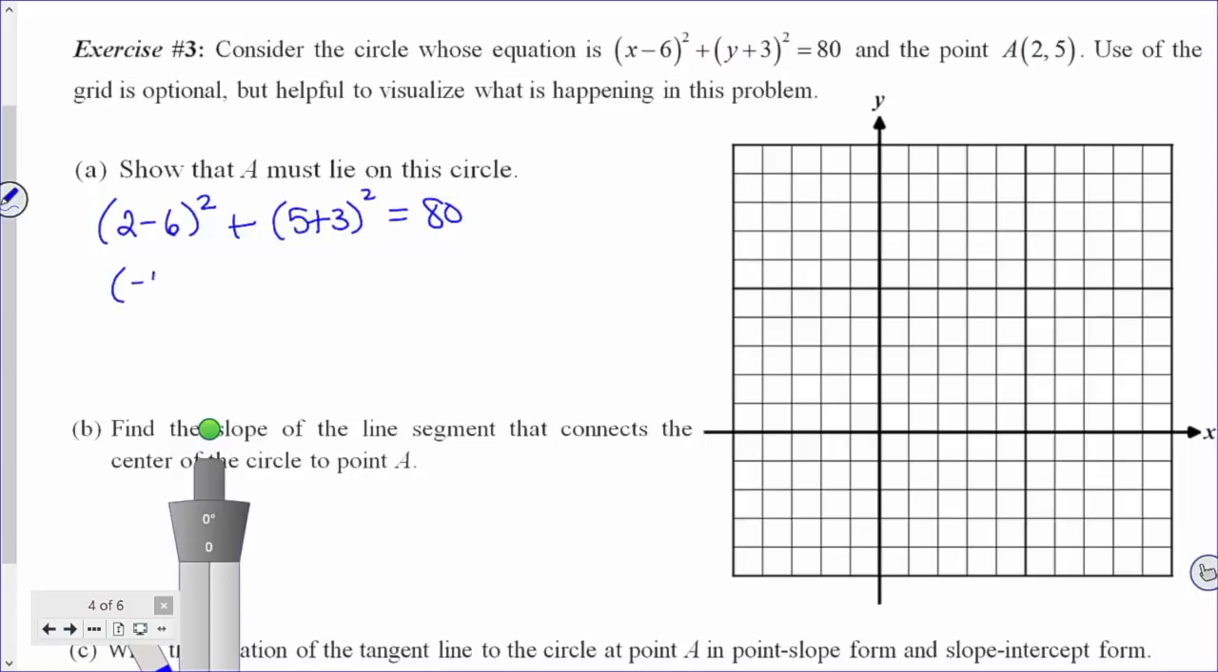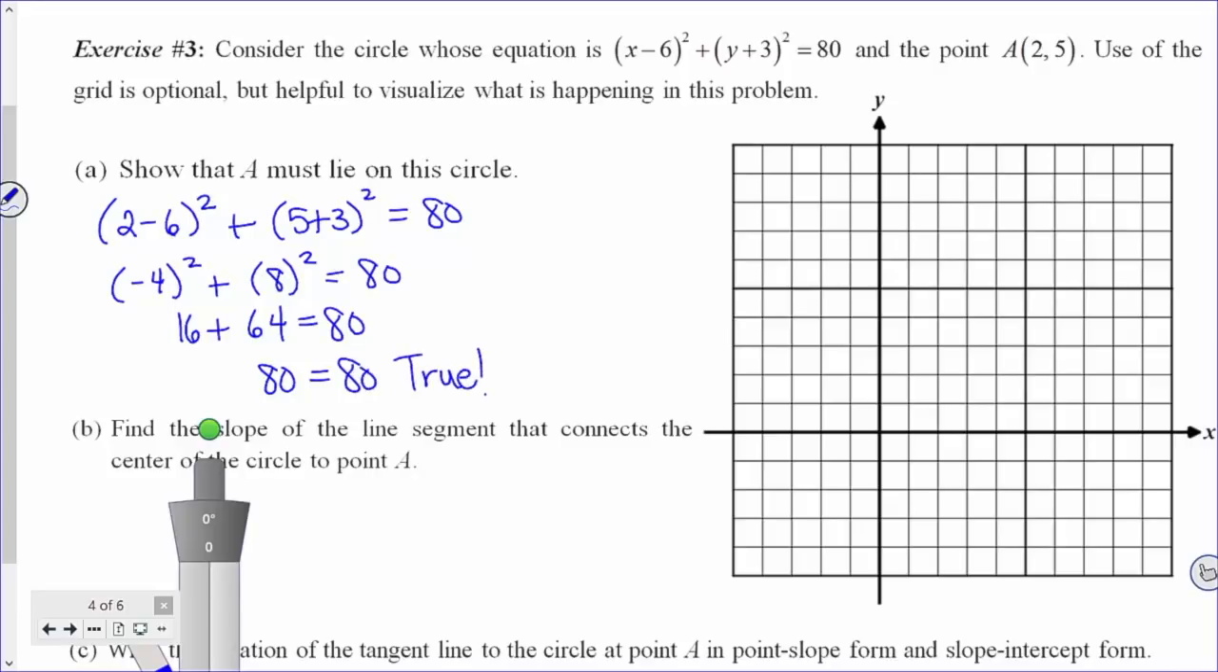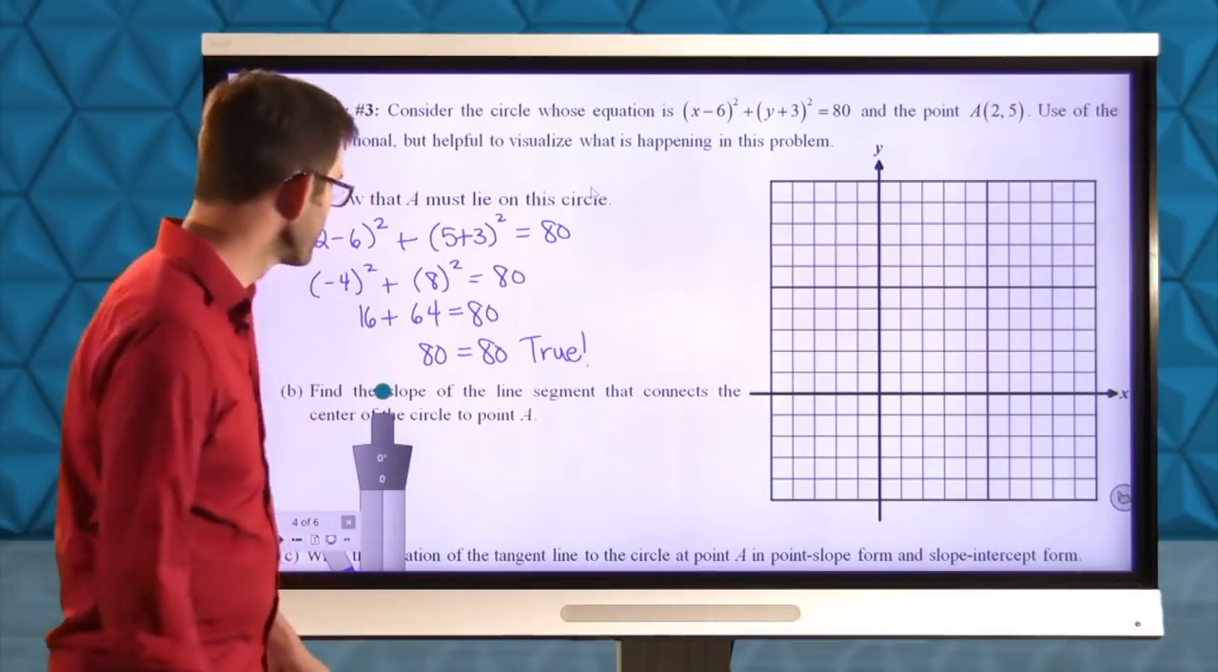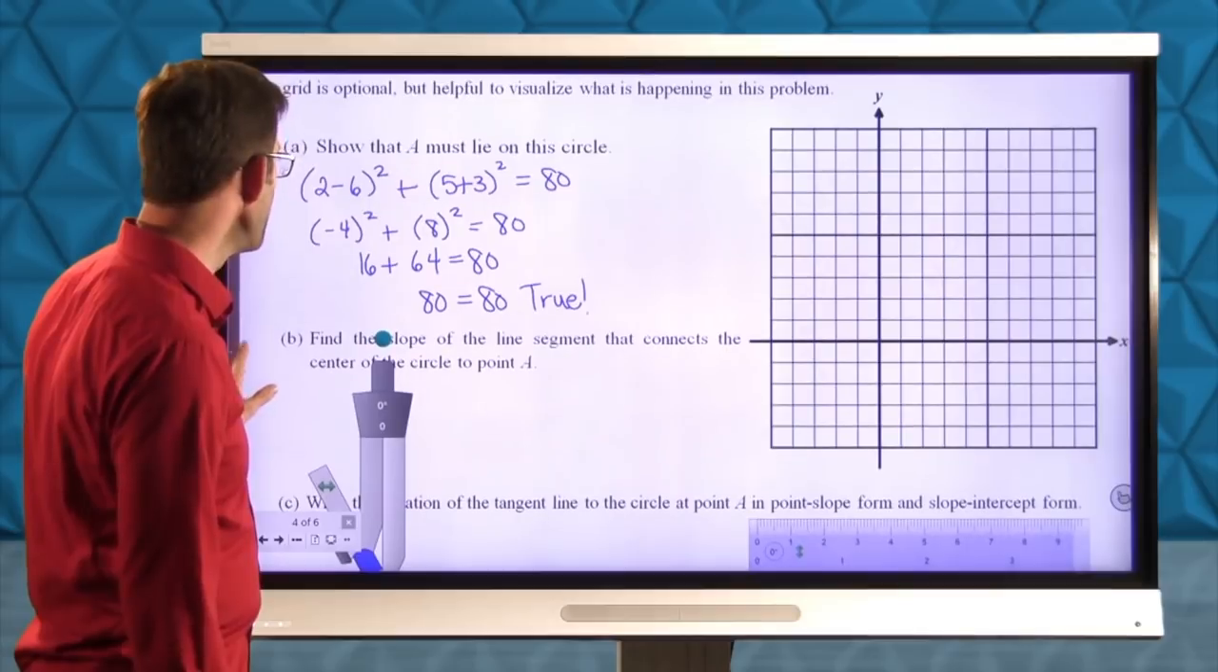2 minus 6 is -4, squared. 5 plus 3 is 8, squared, equals 80. -4 squared is 16. 8 squared is 64. And 16 plus 64 is 80. So true. All right, it must lie on the circle. Great. All right, letter B.